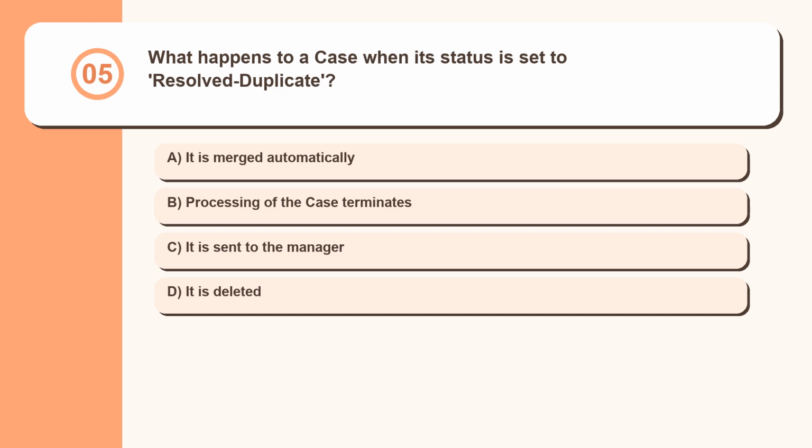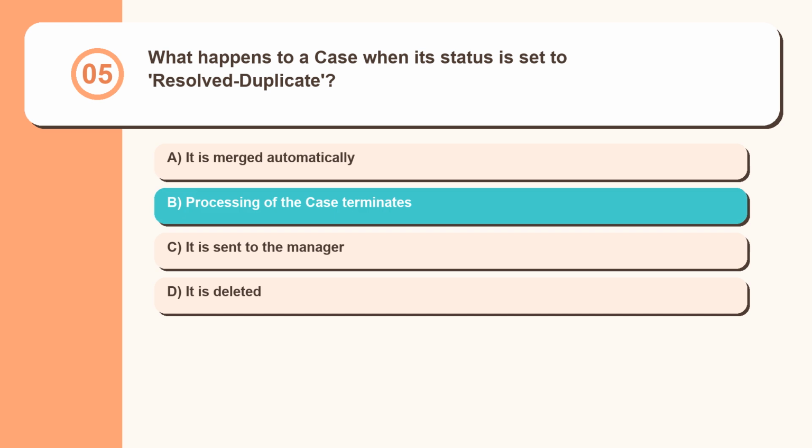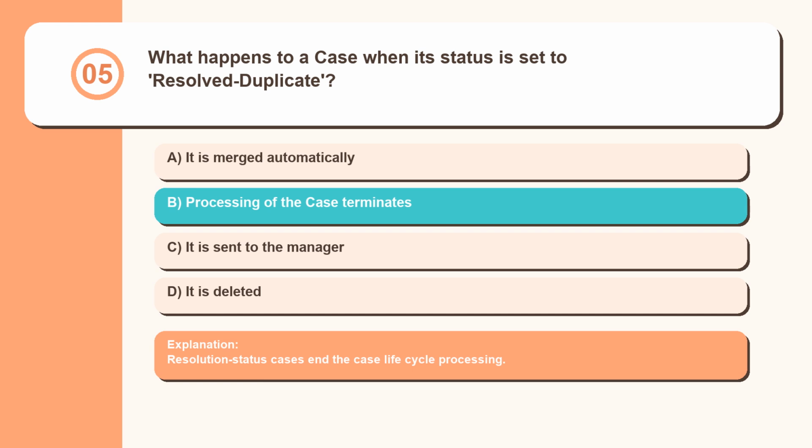Question 5. What happens to a case when its status is set to resolve duplicate? It is merged automatically. Processing of the case terminates. It is sent to the manager. It is deleted. Resolution status cases end the case lifecycle processing.